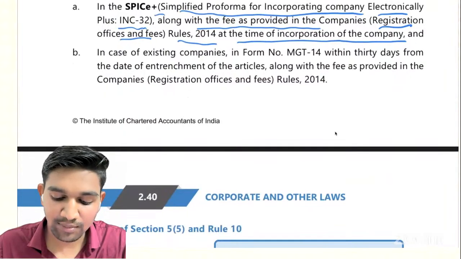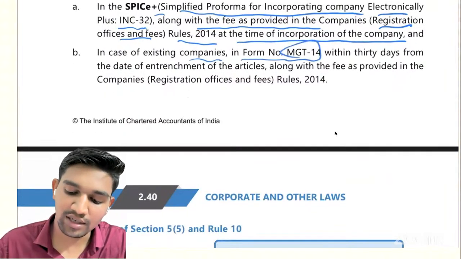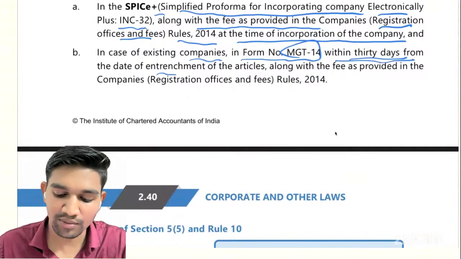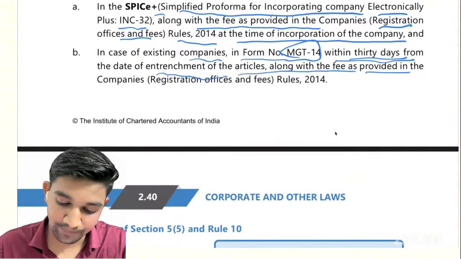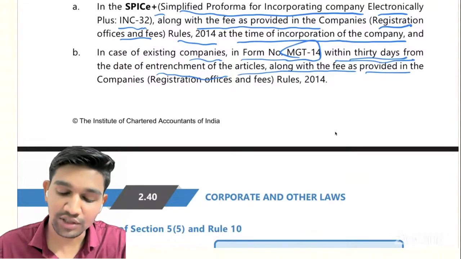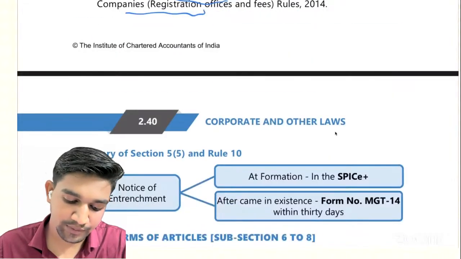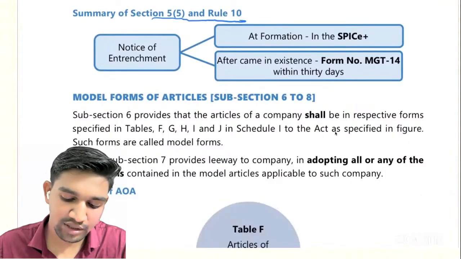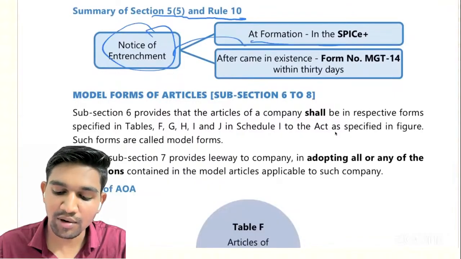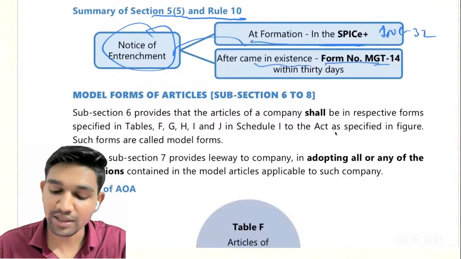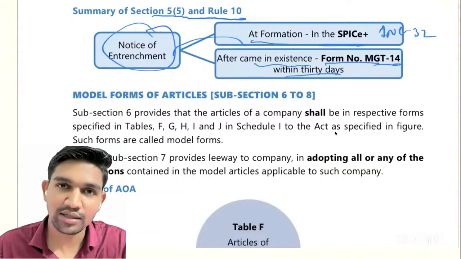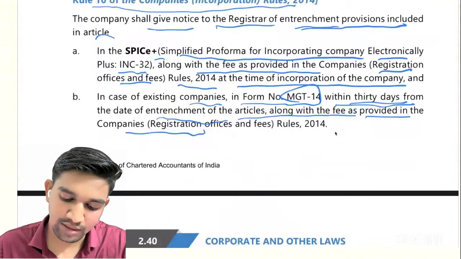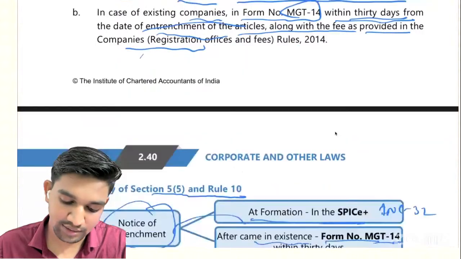And in case of an existing company, in the form number MGT 14 within 30 days from the date of endorsement of the articles, along with the fees as provided in the Companies (Registration Offices and Fees) Rules, 2014. Summary of Section 5, subsection 5 and Rule 10: notice of alteration and the permission in the form INC 32, or after coming into existence in the form number MGT 14, within 30 days after the date of alteration of the articles.